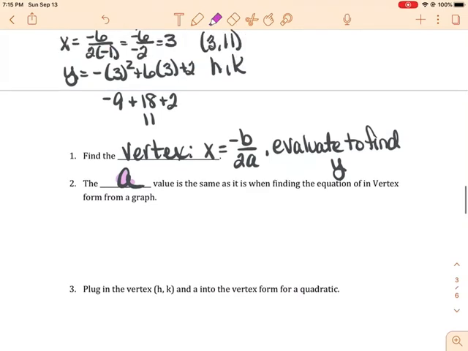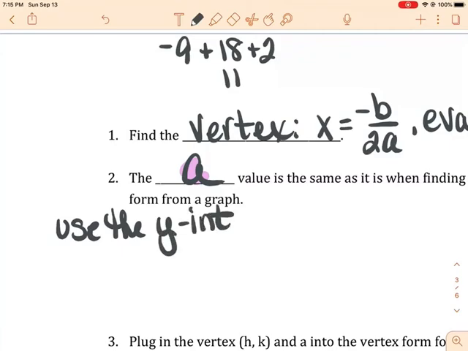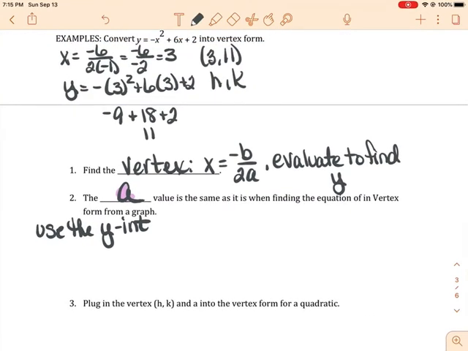So how are we going to find A? Well, we're going to use the y-intercept, because that is the easiest point that we're going to be able to use with our quadratics. Because I can't use (0, 0). I don't know if that's on the graph. So I need a point that's on the graph. So my y-intercept in this particular problem is (0, 2).